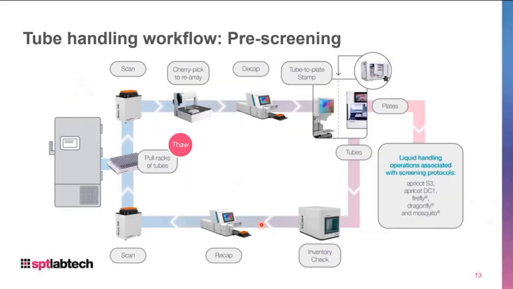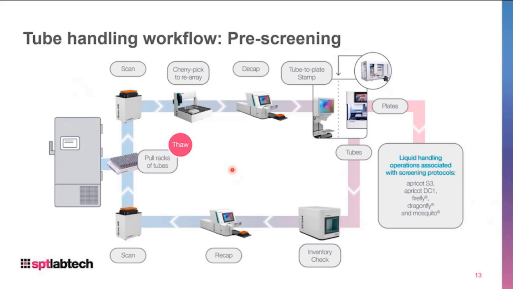And the last manual workflow I'll talk about leads into where automated storage can come in, and that's starting from a manual storage pre-screening workflow. So pulling out your tubes, samples that need to be put into a screening workflow, cleaning process. Tubes are pulled out, thawed, scanned. In this case, data validation, cherry picked to their final array.